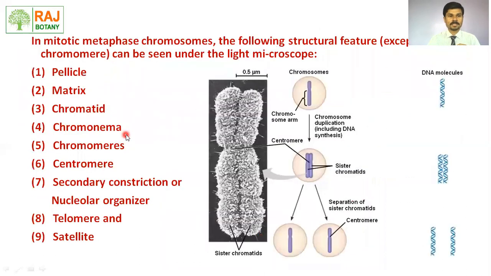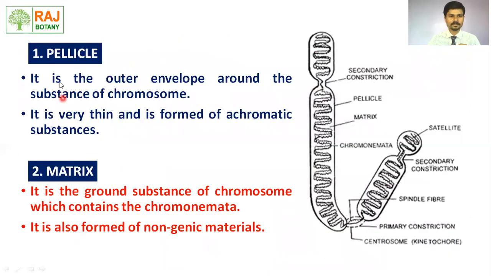Let's see the components of the chromosomes. It is formed from the pellicle, matrix, chromatid, chromonema, chromomeres, centromere, secondary constriction also called nucleolar organizer, telomere and satellite. So let's see one by one. Firstly, pellicle. Here is a pellicle. It is actually the outer envelope around the substances of the chromosomes. This is a pellicle, outer envelope.